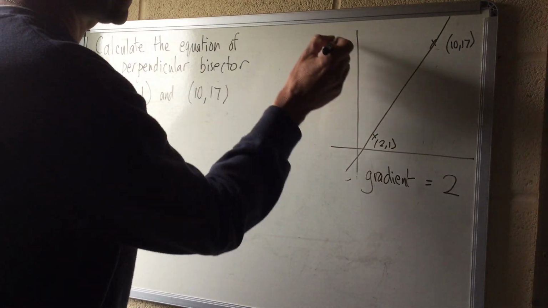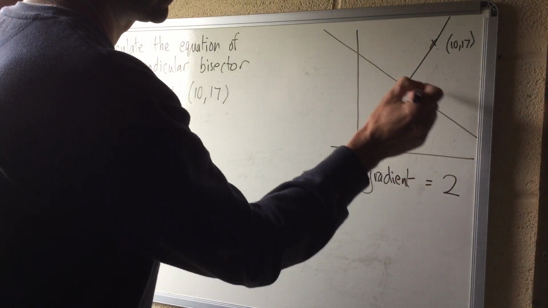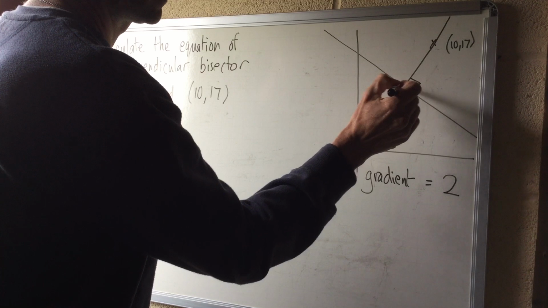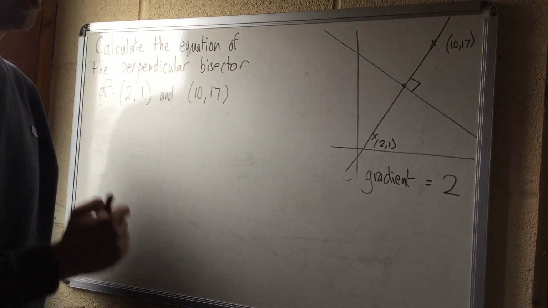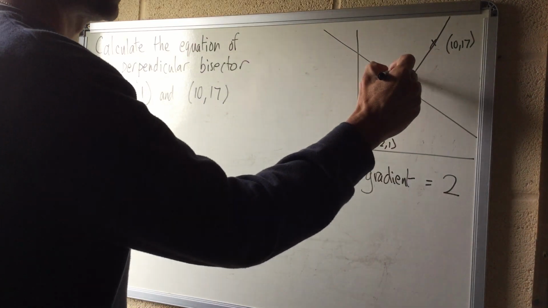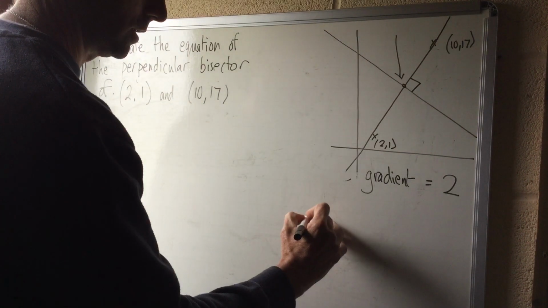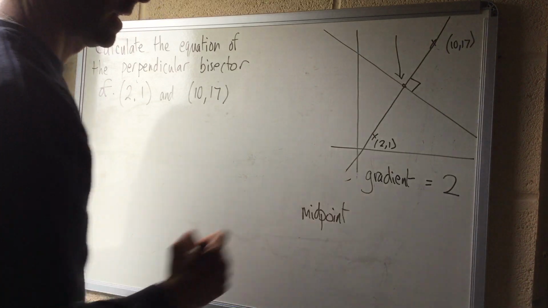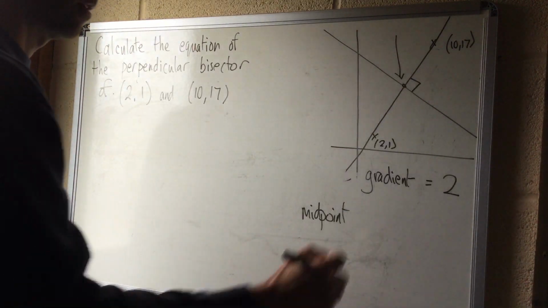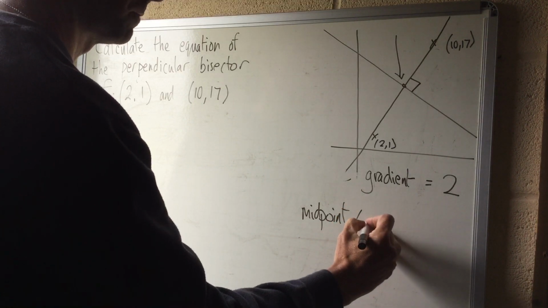So I'm just going to sketch the perpendicular bisector in. It crosses at right angles halfway between those 2 points. So the first thing I want to do is calculate this midpoint. So the midpoint is going to be the mean of the x and y coordinates.